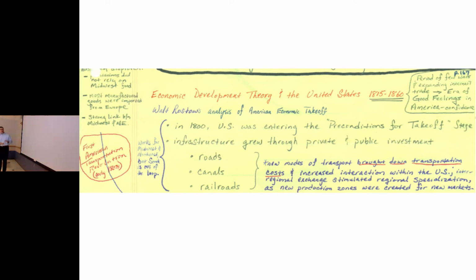Rostow's analysis of American economic takeoff is basically portraying the United States at this early period as what Rostow refers to as preconditions for takeoff, not the earliest stage of development, but an intermediary stage in which things were coming together in terms of natural resources and transportation and money, capital, infusion of capital, to allow investment, both private and public investment, in transportation infrastructure.